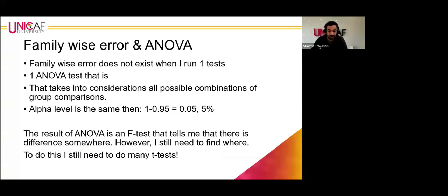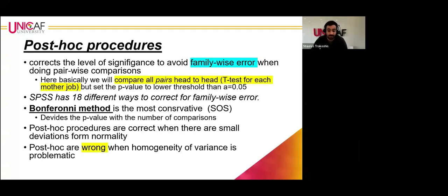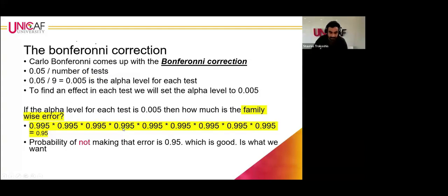To do this, I still need to do many t-tests. But I correct the p-value. The p-value is corrected by the Bonferroni method. SPSS, which I think is what you are using, has 18 different ways to correct for family-wise error. The Bonferroni method basically divides the alpha level by the number of tests. If I have 5 mother jobs, I will do my alpha level divided by 5. I have a wrong number here. If I have 9 mother jobs, I will get this alpha level.